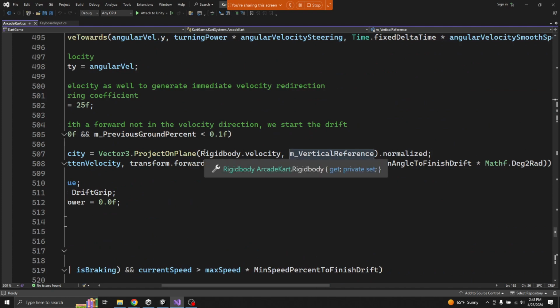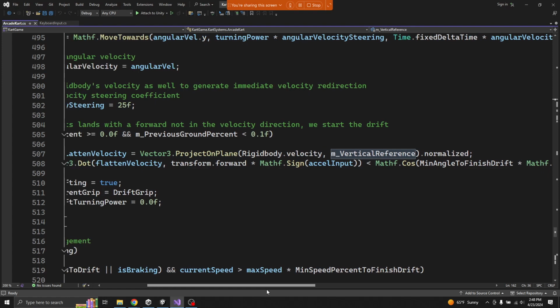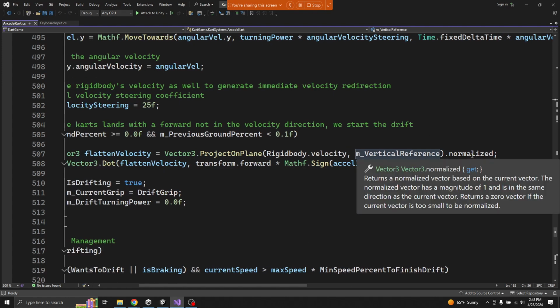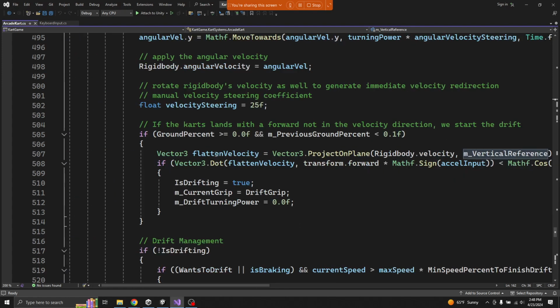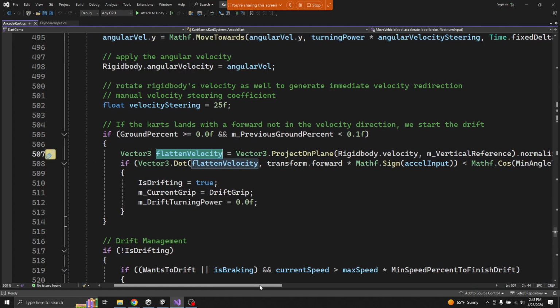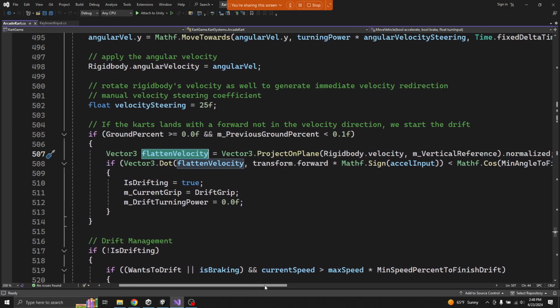So a flat plane, like a floor plane, basically get rid of any velocity that's going up or down, and then normalize it so that it's a unit-sized vector. And so that's what we're calling a flattened velocity. So basically we just want to know what our direction of velocity is, just the x and the z, and not even the strength of it, just normalize it.